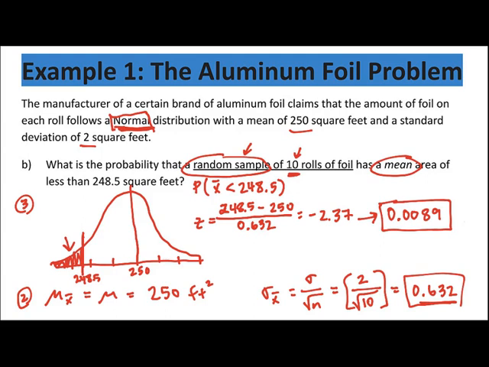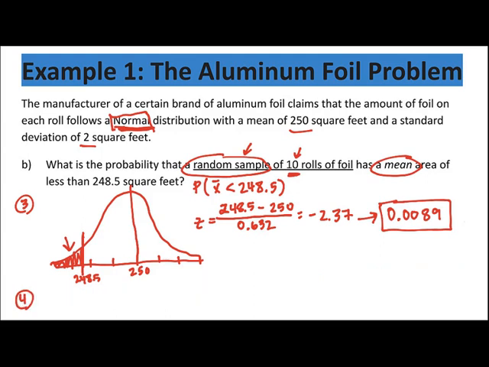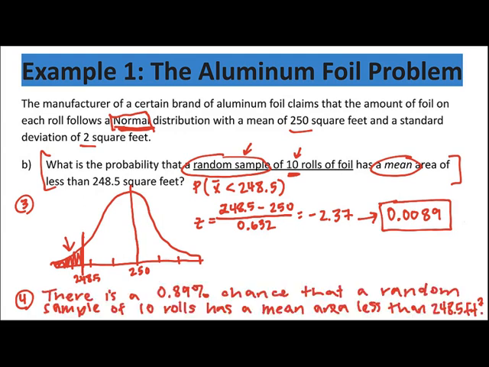We have now found the probability, and then our final step is to interpret that probability. So when I do that, I can take the question that I was asked if I need to, and just reword that as an answer. So I could say something like, the probability that a random sample of 10 rolls of foil has a mean area less than 248.5 square feet is 0.0089, something like that. We can rearrange the words. There are different ways we can say that, but that's in a gist what we're saying.